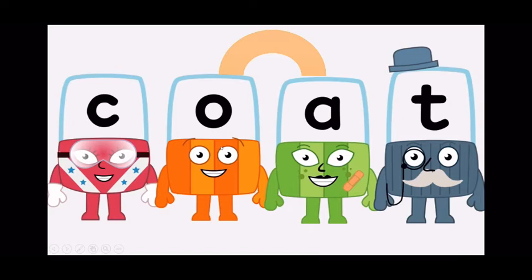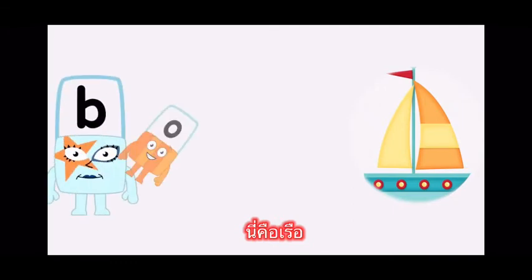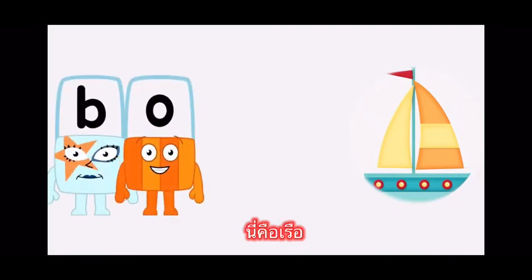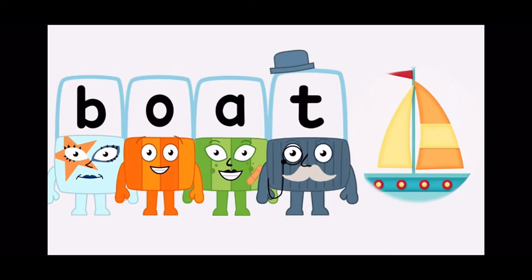Okay, next. We have, what is this? What's this? Do you write this? Alright. What is it? This is? Okay, very good. This is a boat. So you spell the word boat. We have B-O-A-T.